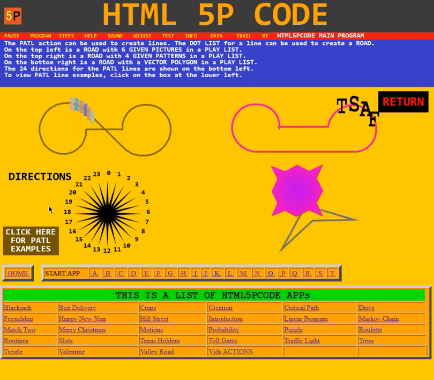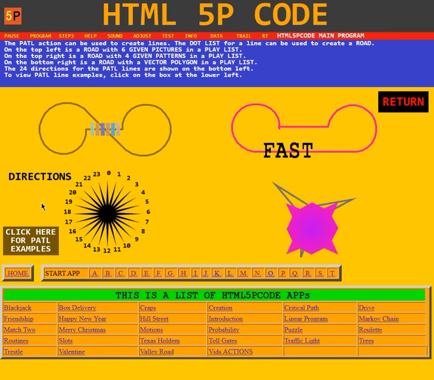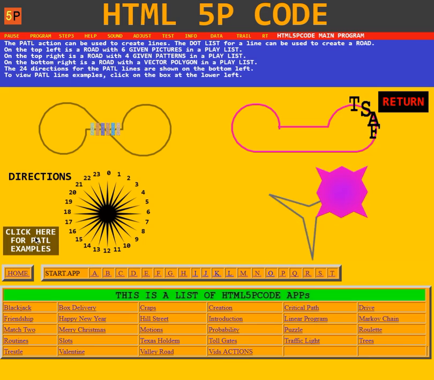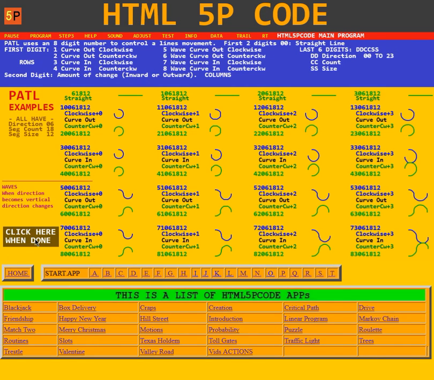Now, we want to go and look at examples of the Pat L method of drawing lines. So I'm going to click here and go to another screen. This screen has examples of Pat L. Pat L is used to make lines. All of these examples end in 0, 6, 18, 12.